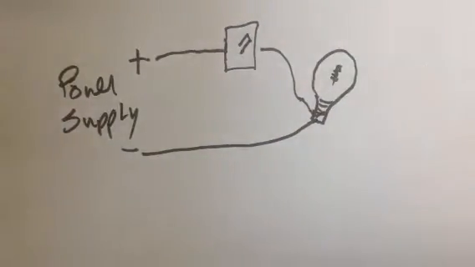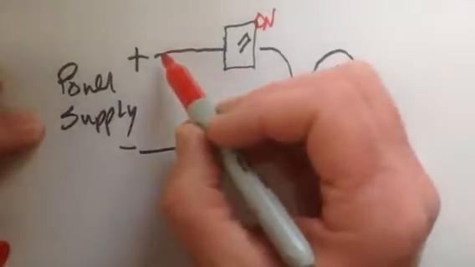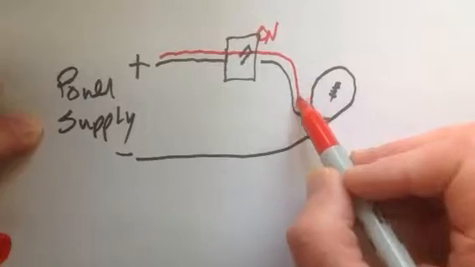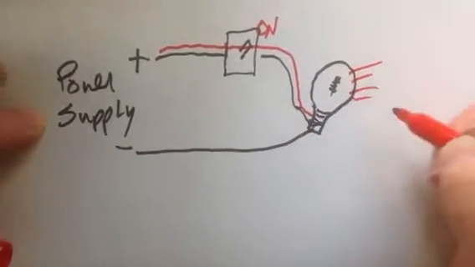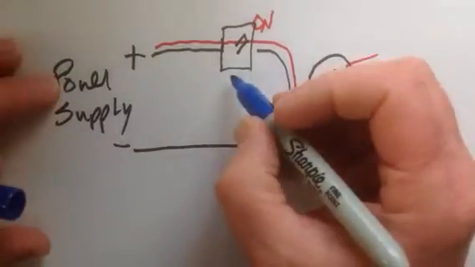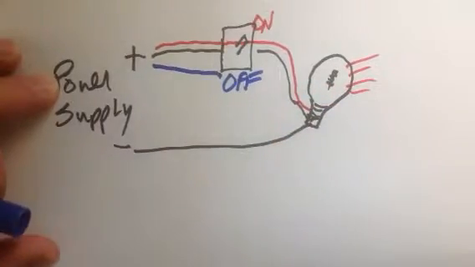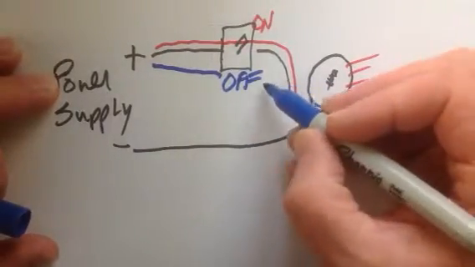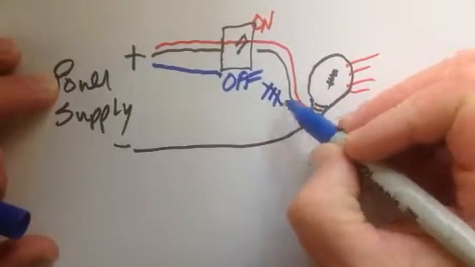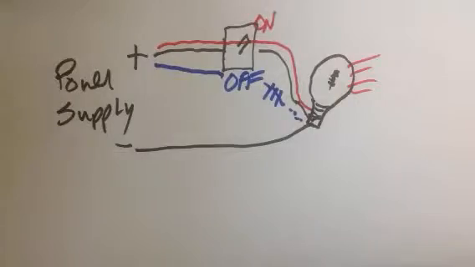If the switch is in the on position, then the power is going directly through the switch and the light bulb comes on. If the switch is in the off position, then even though the power is going to the switch, it doesn't go beyond the switch. So no power comes to the light bulb. Okay, so you walk into a room, you turn it on, you turn it off. That's how that works.